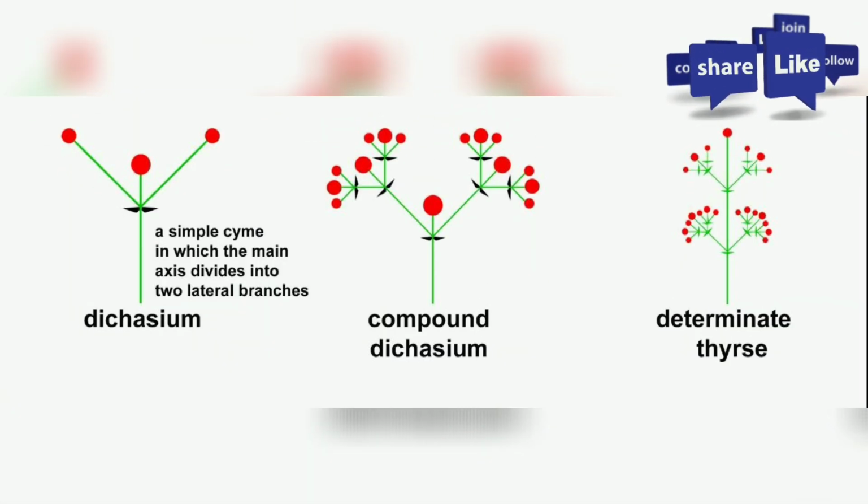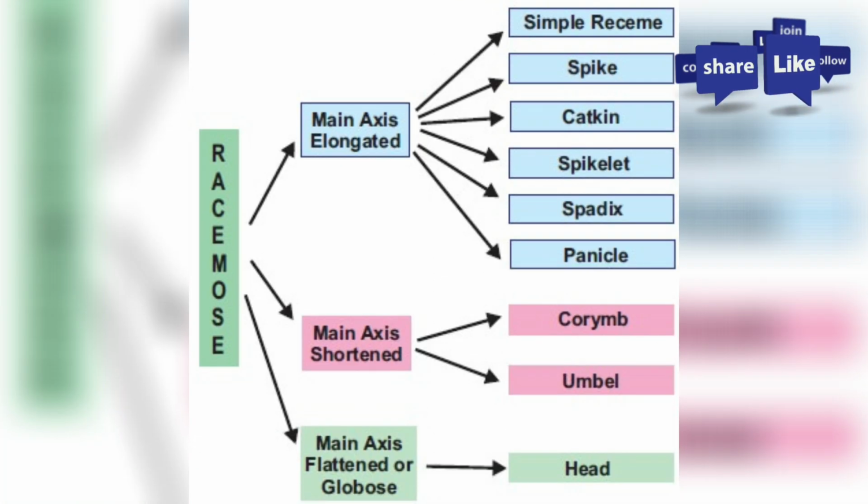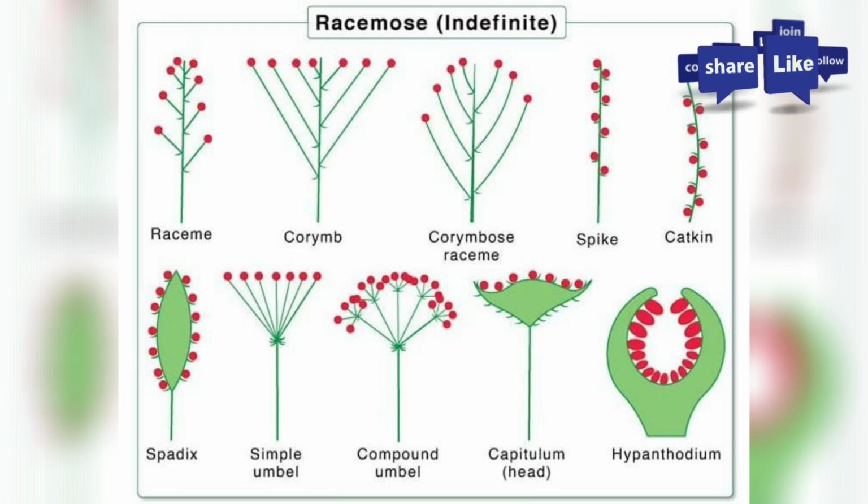Inflorescence is of two kinds, racemose and cymose. What is racemose? The main axis continues to grow, and flowers are borne in an acropetal manner. That is known as racemose. Roses, mustard, radish and grapes are examples of racemose inflorescence.